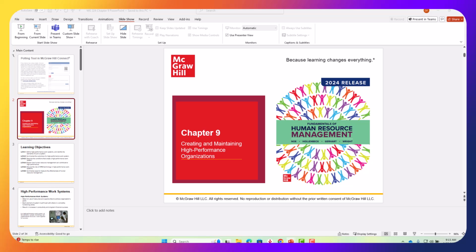Learning objectives. Define high-performance work systems and identify the elements of such a system. Summarize the outcomes of a high-performance work system. Describe the conditions that create a high-performance work system. Explain how human resource management can contribute to high performance. Discuss the role of human resource management technology in high-performance work systems. Summarize ways to measure the effectiveness of human resource management.